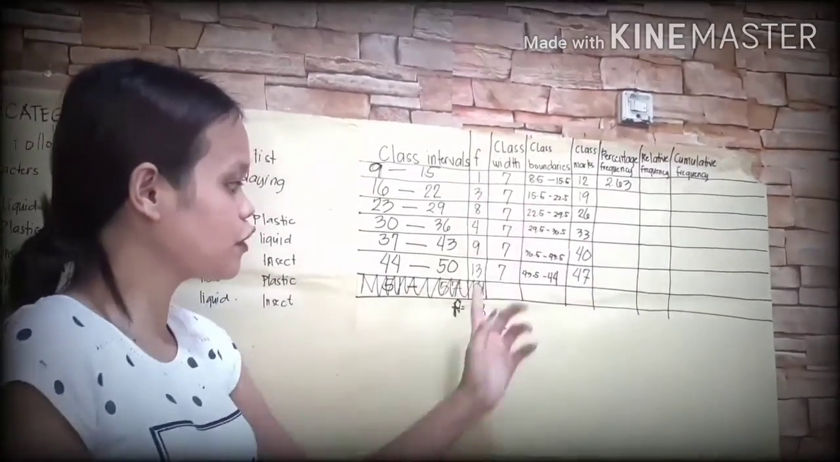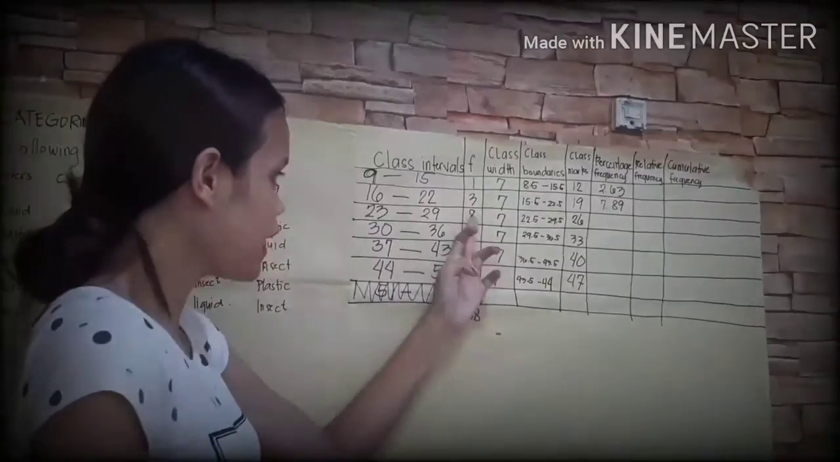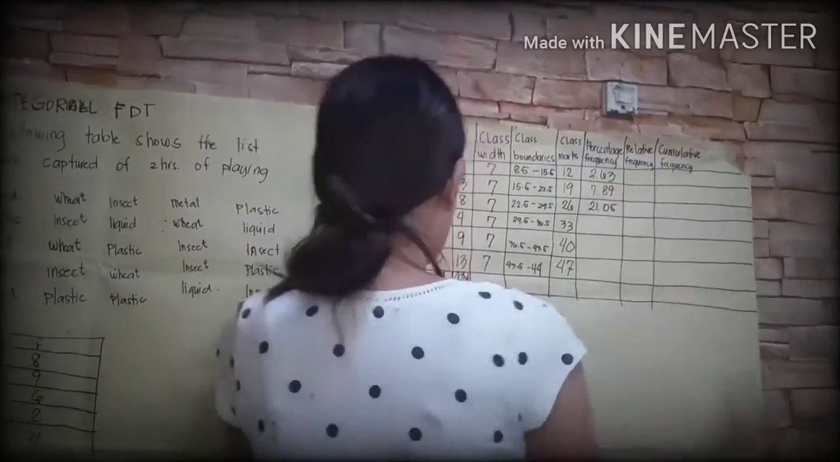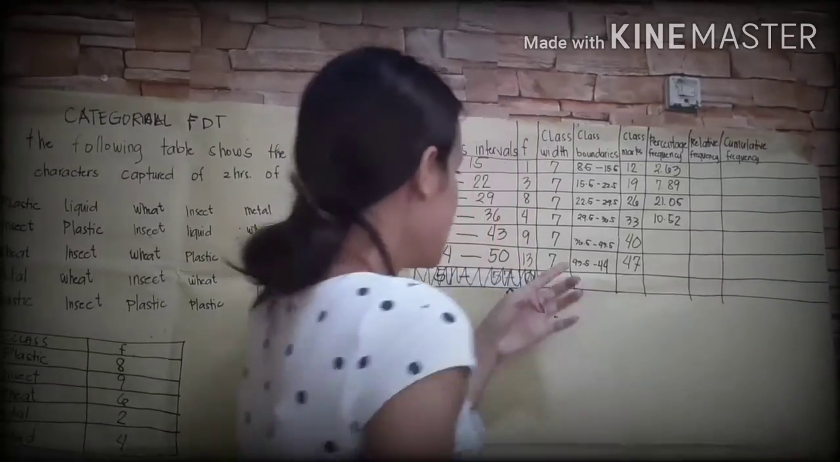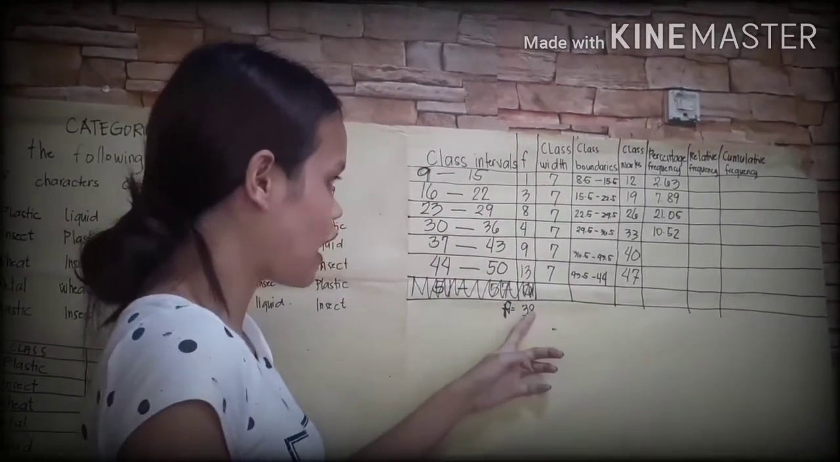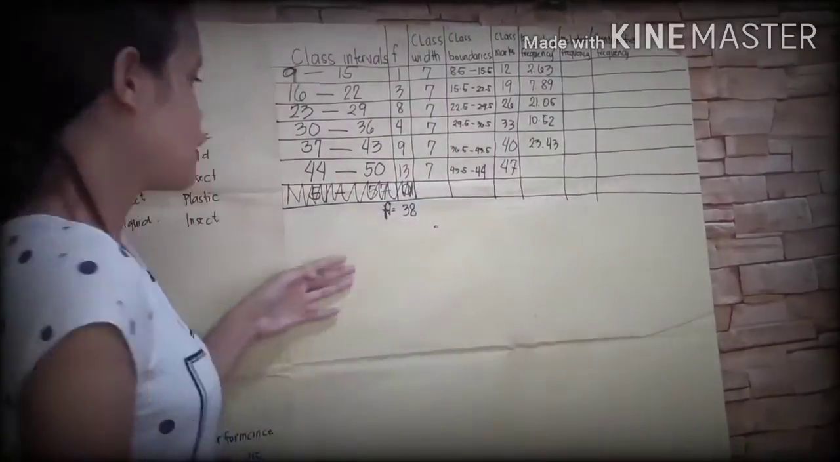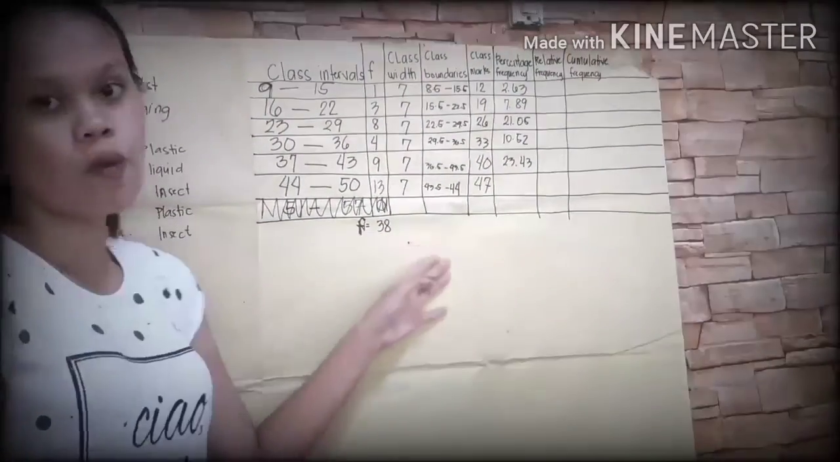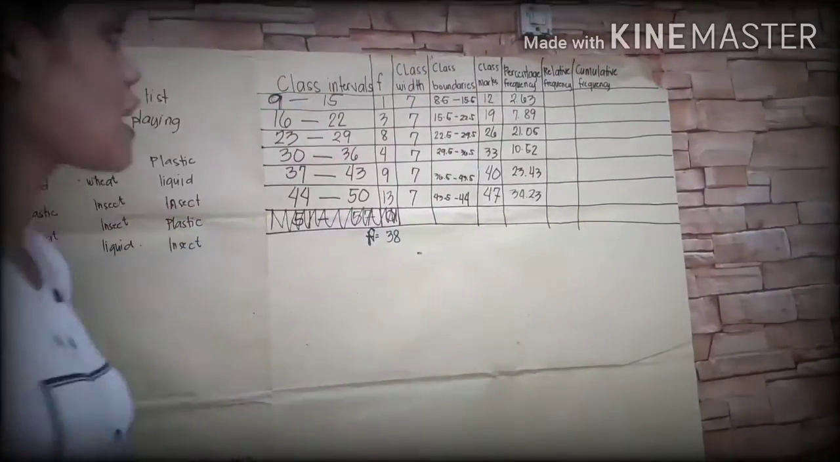And here, 3 divided by 38 times 100 was 7.89. Third, 8 divided by 38 times 100 was 21.05. 4 divided by 38 times 100 equals 10.52. 9 divided by 38 times 100 was 23.68. And lastly, 13 divided by 38 times 100 equals 34.21. And next is the relative frequency.